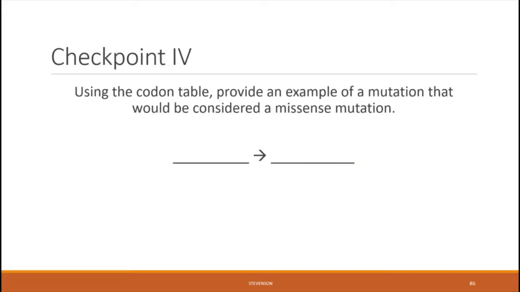So in this checkpoint, what I want you to do is look at the codon table, which I'll provide on the next slide, and give me an example of a mutation that would be considered a missense mutation, any example. How I want you to provide this answer is give me one codon here, and then show me what it would change to in order to create a missense mutation. And remember, you can only swap out one letter in that codon.